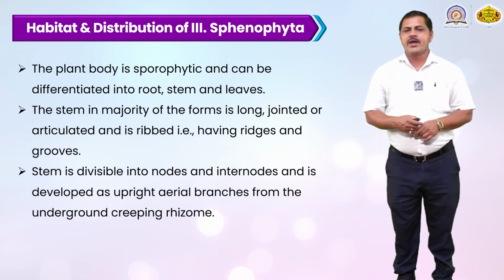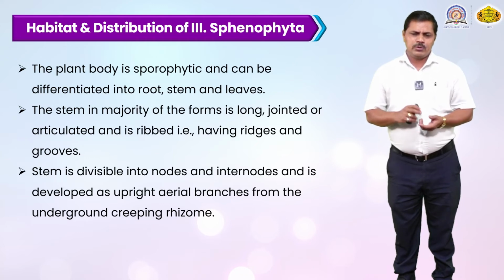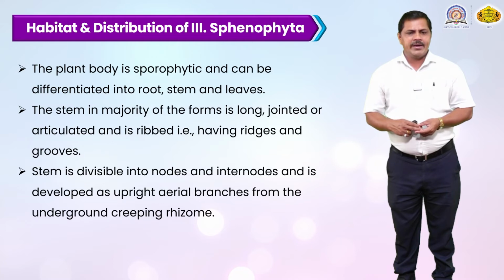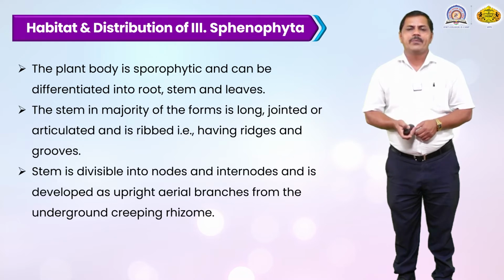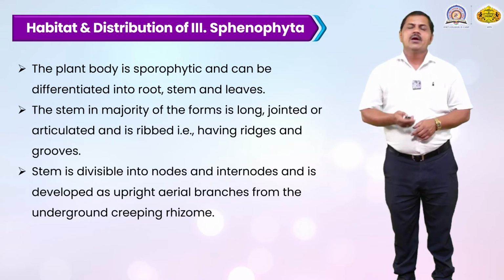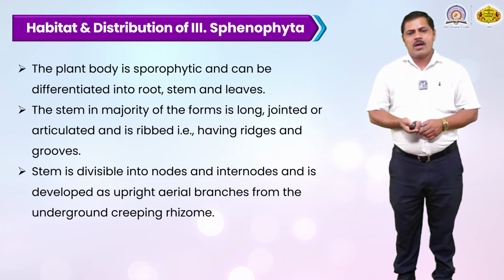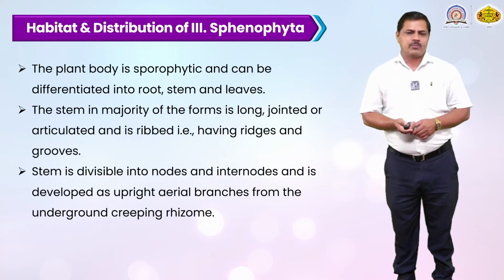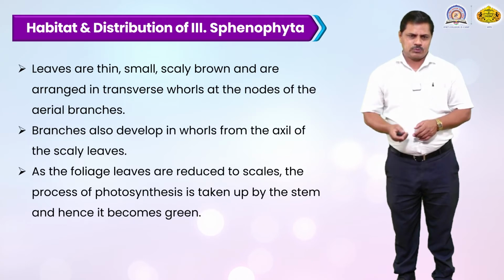The stem is divided into nodes and internodes. There is a nodal region and an internode region, and they develop as upright aerial branches from their underground creeping rhizome. This means the internode, the basal portion of the branches, develops from the rhizome, and this rhizome is useful for creeping on the surface of the soil.